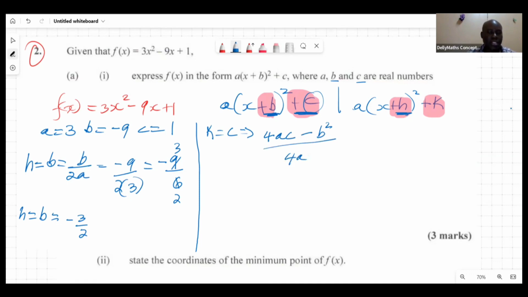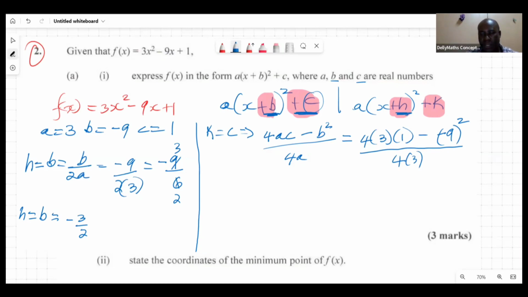As I say, there are many ways to do this. I'm approaching it from this end. 4ac: 4 times a is 3, times c is 1, minus b squared, b is -9. So -9 squared, all over 4 times a, and a is 3. So you want to double check to make sure that everything is fine. So 4ac, minus b squared over 4a.